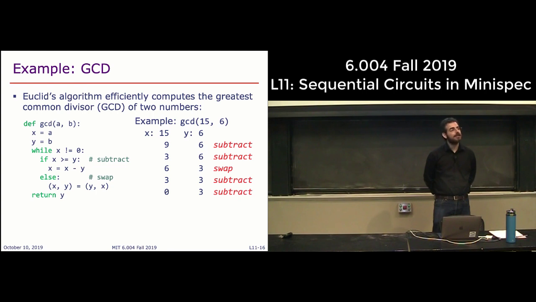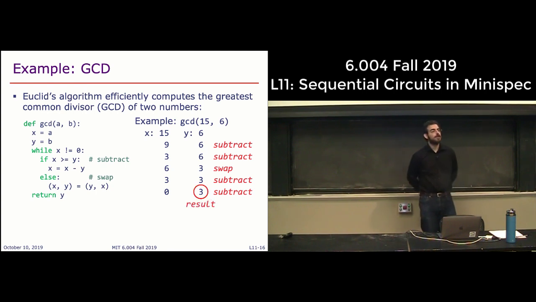Then we subtract 3, 3, subtract 0, 3, and now we're done. Right? And so the output is in y. This is the result. And we know that we're done because x has become 0. Right? Okay. Any questions?